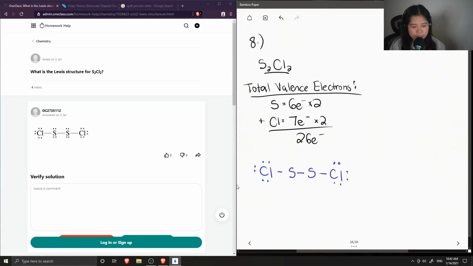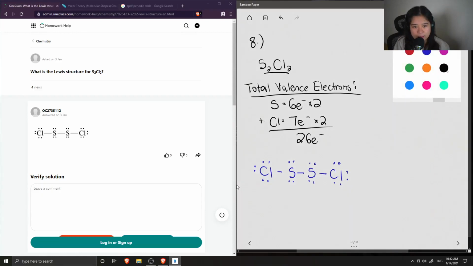So each bond contains 2 electrons, and we have 3 bonds, so that's 6, plus another 6 in the form of lone pairs on one chlorine, making it 12, plus another 6 from the second chlorine, so that's 18. So I need to write out 8 more electrons, and I'm just going to draw them in the form of lone pairs on my sulfur. Okay, so now we have our total of 26 valence electrons.